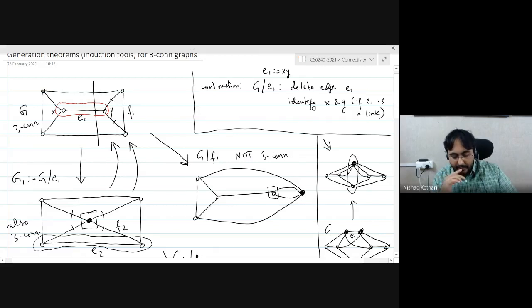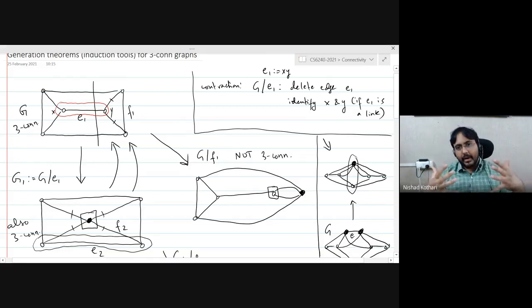Another point is that for many problems, as I said, multiple edges don't really matter. And in those cases, we might want a tool for simple three connected graphs. So we will be going there soon. I'll tell you about simple three connected graphs in maybe another 1 or 2 lectures. But right now we have multiple edges.